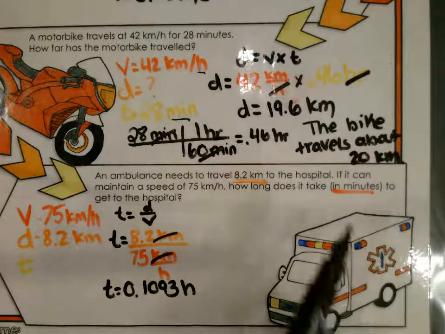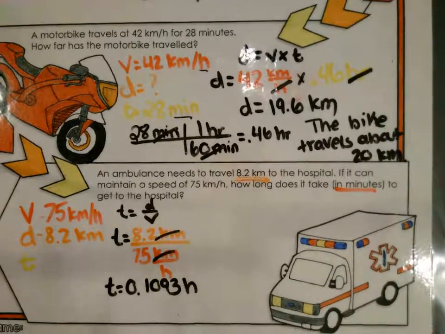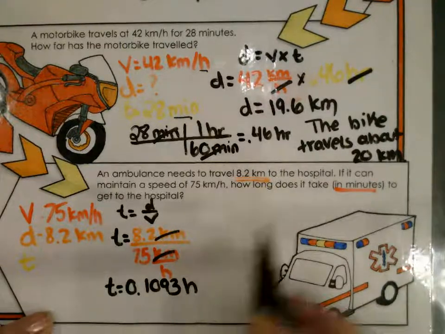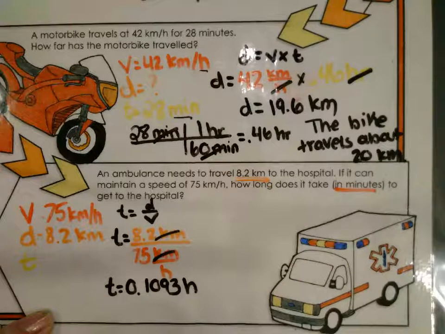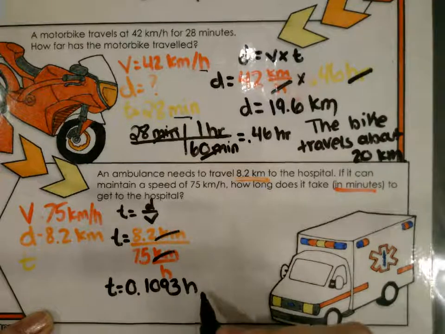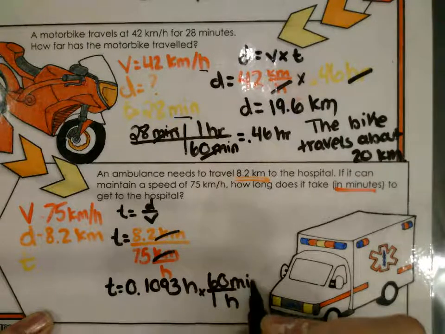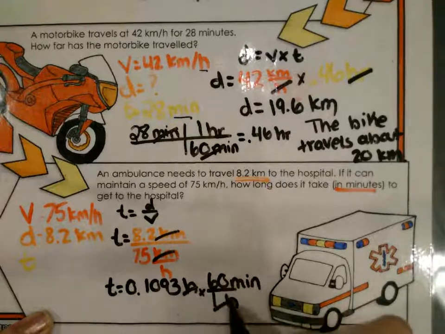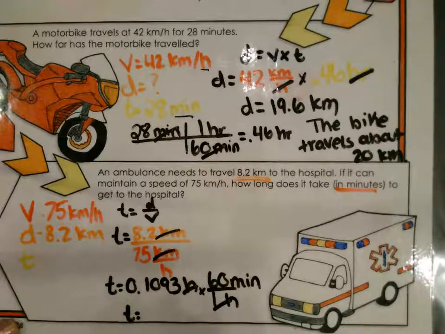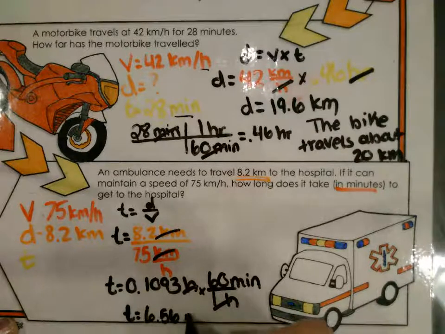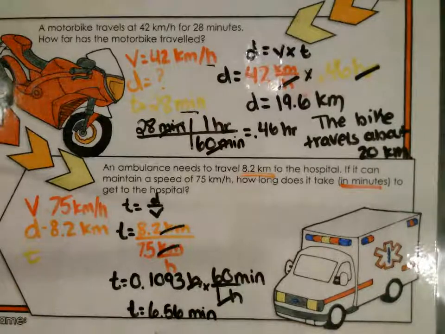But we don't, because it says minutes here and I have an answer in hours. So this doesn't answer the problem. I need to convert these hours into minutes in order to answer the problem. So I know in 1 hour, there's 60 minutes. My hours cancel. My math gives me that my time is about 5 point, that's wrong, 6.56 minutes, which is pretty fast if you ask me.